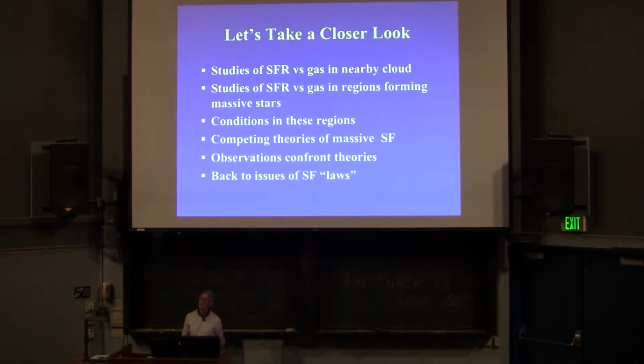And I'm going to use studies of the star formation rate versus gas in the nearby clouds, the same sample I talked about yesterday. And then we'll talk about studies of star formation rate versus gas in regions forming massive stars. And since I'm supposed to talk about massive star formation, we'll talk about conditions in those regions. A little bit about competing theories of massive star formation. I don't know if you've heard about that. And then what can the observations say about those? And then we'll cycle back to these issues of the star formation laws.